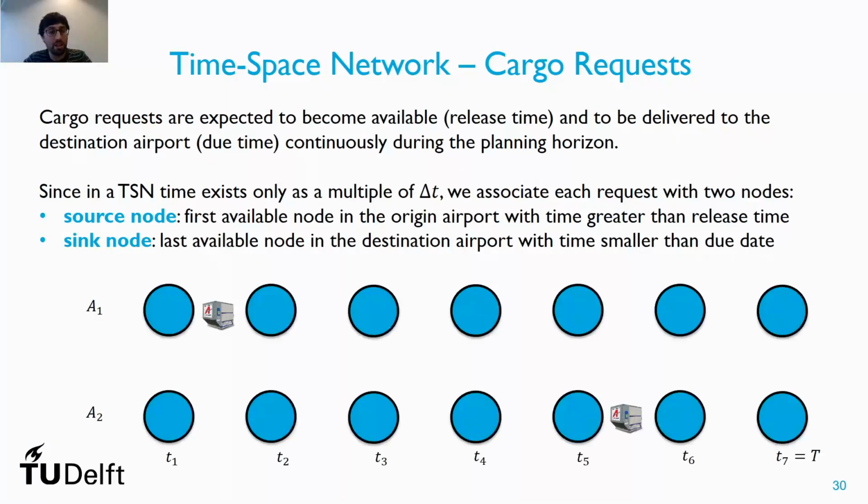So let's consider this case. This is the same cargo request. In A1, that's the origin, so where the ULD appears in the system, and in A2, that's where the ULD should leave the system. And if you see, the release time is somewhere in between T1 and T2, and the due date or due time is somewhere in between T5 and T6.